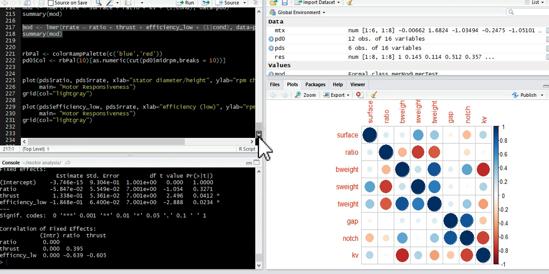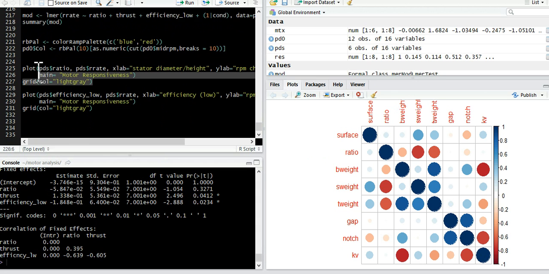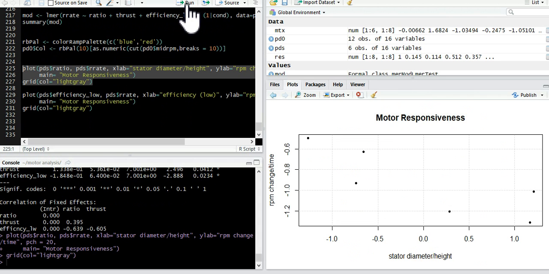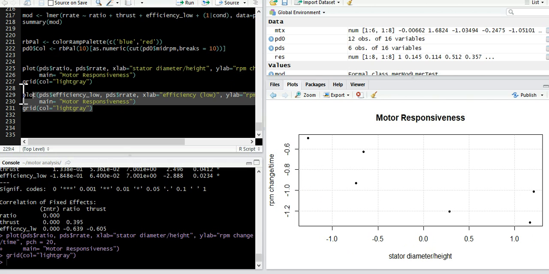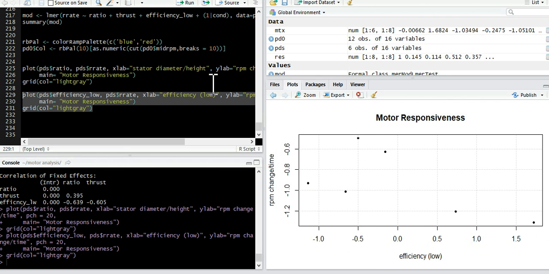For the visual types, a couple of plots to finish up here. This is a plot of that motor responsiveness and the ratio. The taller motors have higher responsiveness, the wider motors have lower responsiveness. And then the big one at the end of the day for me, efficiency. The less efficient your motor is, the more responsiveness you're going to get out of it. If you get into these crazy efficient motors, hey, it looks great on paper in that way, but it's not going to be as responsive.